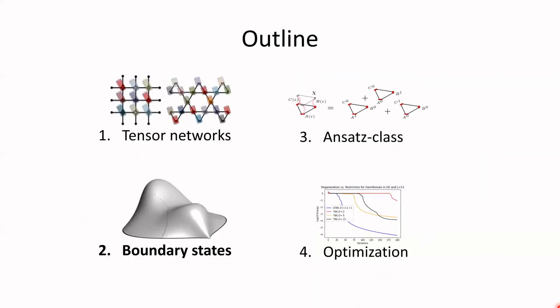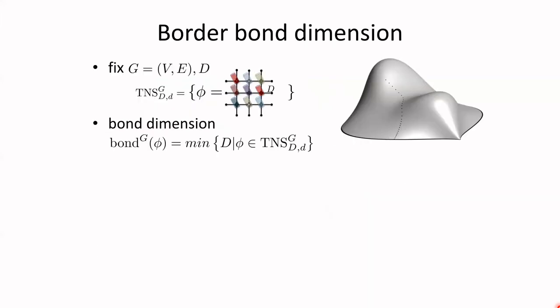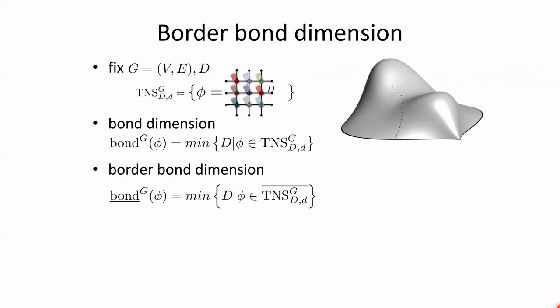And this brings us to the second part of the talk. The first idea I want to introduce for these boundary states is that of the border bond dimension. So we've seen the bond dimension a second ago. It's the minimum D that we need in order to find an exact representation for our state in this set of all tensor networks with fixed bond dimension D. But now, if this set TNS is not closed, we can alternatively ask to find a representation of phi in the closure of the set. And that's the border bond dimension.